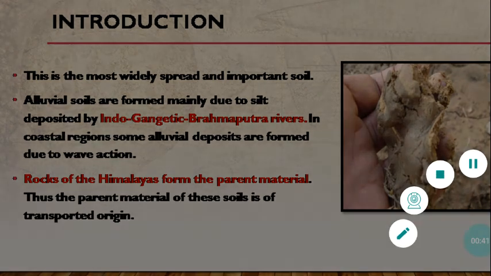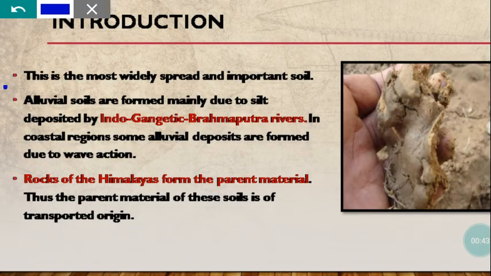In the first point, we can see that this is the most widely spread soil, that means within India most of the part is covered with alluvial soil, and it is also an important soil. In our further discussion we will come to know why the soil is so important.